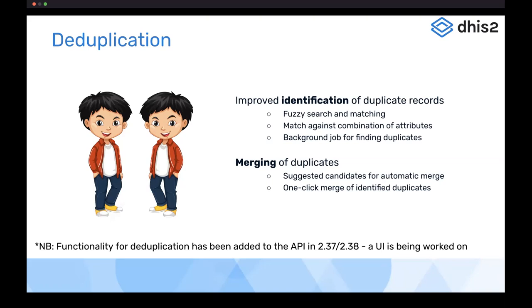So the functionality for deduplication is part of the APIs now in 3.7 and 3.8. The front-end team is working on a user interface where you can identify these duplicate cases and then potentially move towards the merging exercise in the future releases, which will be upcoming.